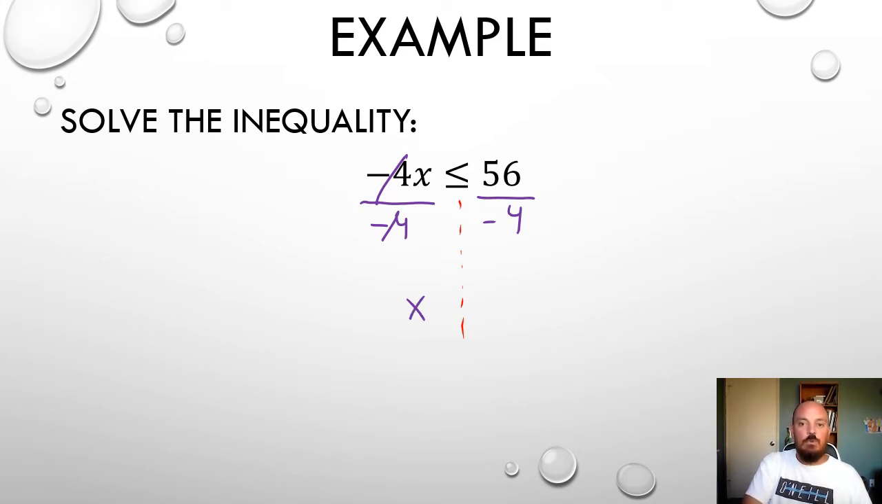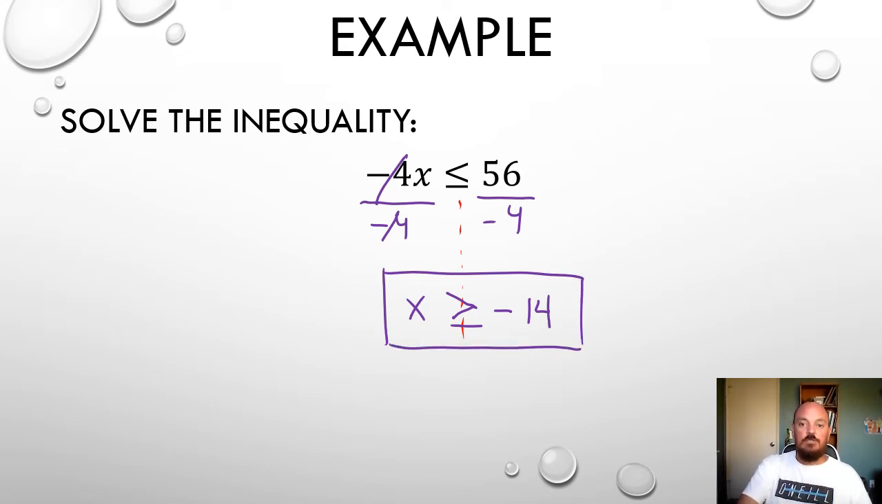56 divided by negative 4. Well, first of all, positive divided by negative is negative. 56 divided by 4 would be 14. Now, here's the thing. The common mistake is people say the answer is x is less than or equal to negative 14. But remember, we have that extra rule. The extra rule says if you are going to divide or multiply by a negative number, you have to flip the inequality. So it becomes greater than or equal to, not less than or equal to. So make sure for that question, you don't have x is less than or equal to negative 14. It has to be greater than or equal to.